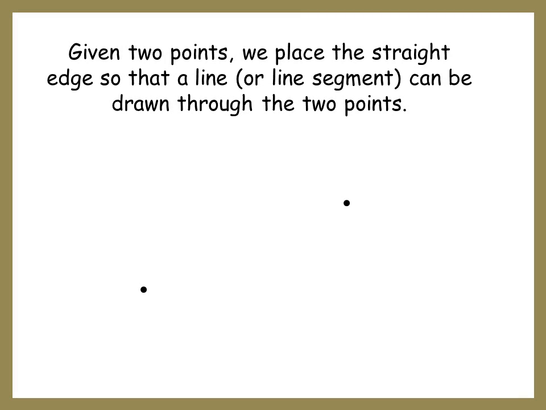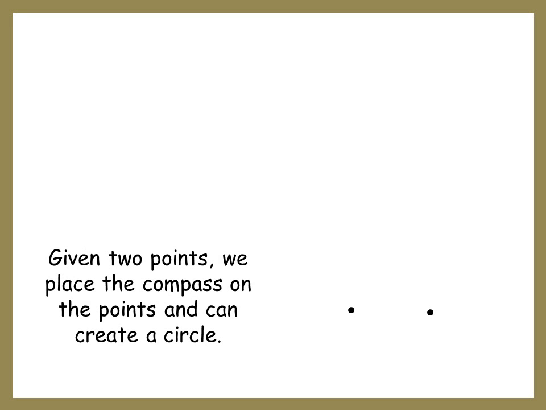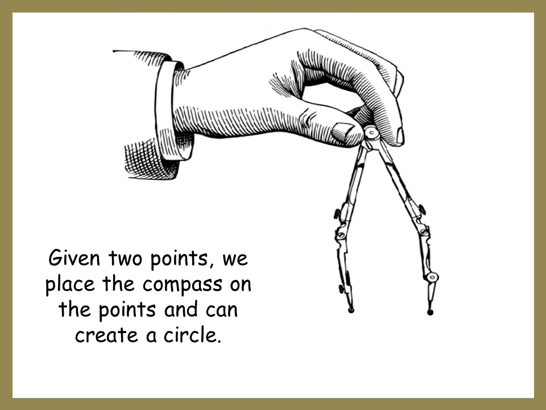Given 2 points, we place the straightedge so that a line or line segment can be drawn through the 2 points. Given 2 points, we can place the compass on the 2 points and create a circle.